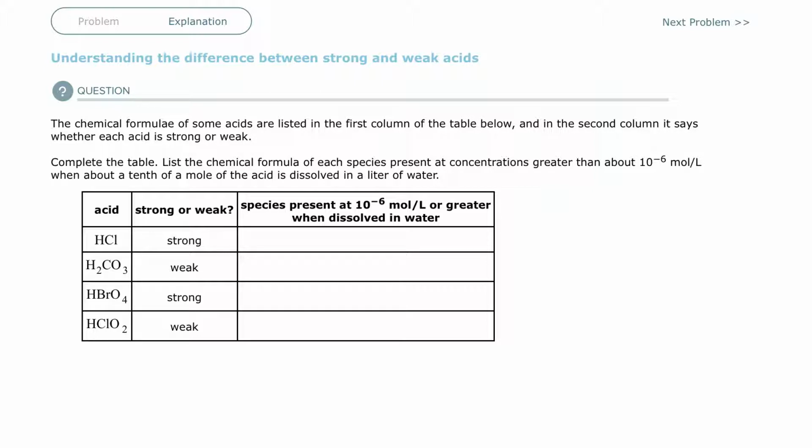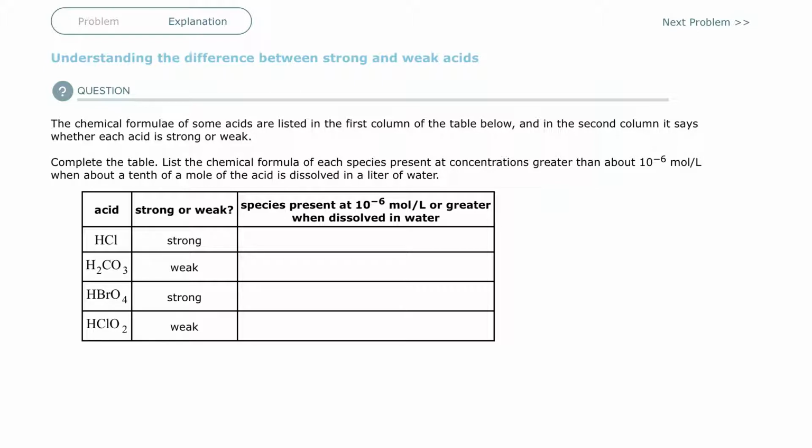So if you have something like HCl, HBr, HI, HClO3, HClO4, H2SO4 or HNO3, the 7 strong acids, then you'll never have the acid in the water. It completely breaks apart into the hydrogen plus the conjugate base.